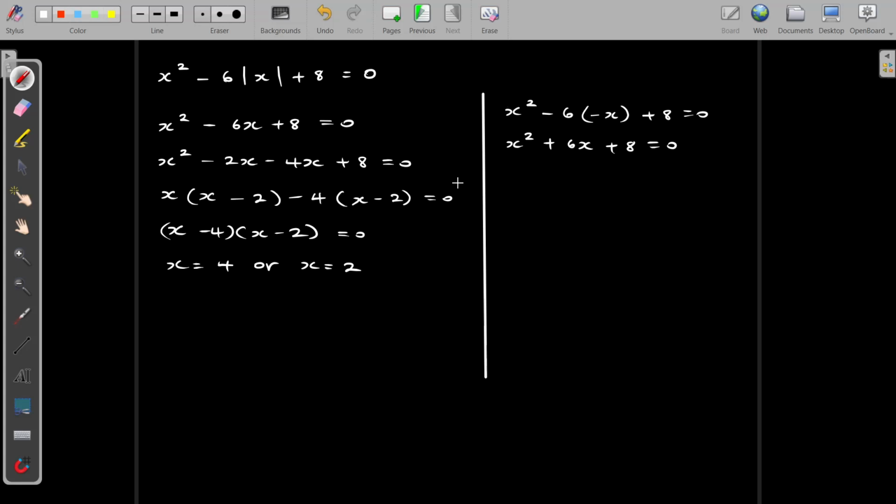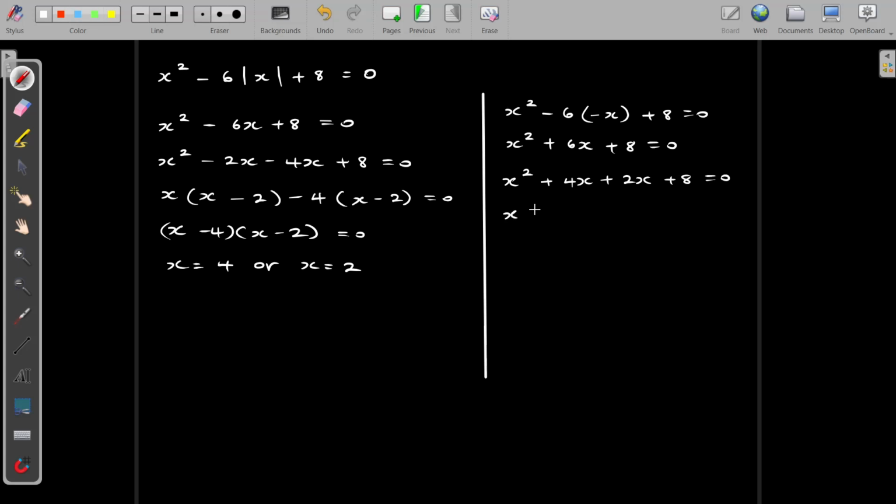So we just took the negative of what was in the modulus symbol. Alright, so over on this side now, using the AC method, we have x squared plus 4x plus 2x plus 8 is equal to 0.